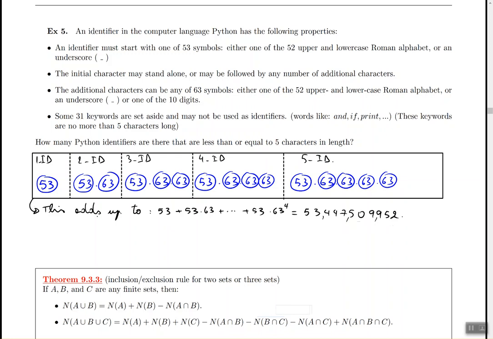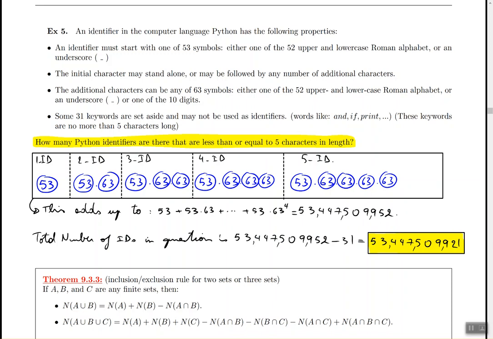I just used the addition rule to do this, and now I'm going to use the difference rule to figure out the total number of Python words in the question. So the number in question here represents about, roughly speaking again, 53 billion. Again, this all works because the grouping that I made up in my rectangle right here, that grouping is all sets that are disjoint. No one character ID can be mistaken for a 4 character ID or vice versa. So the sets are disjoint.